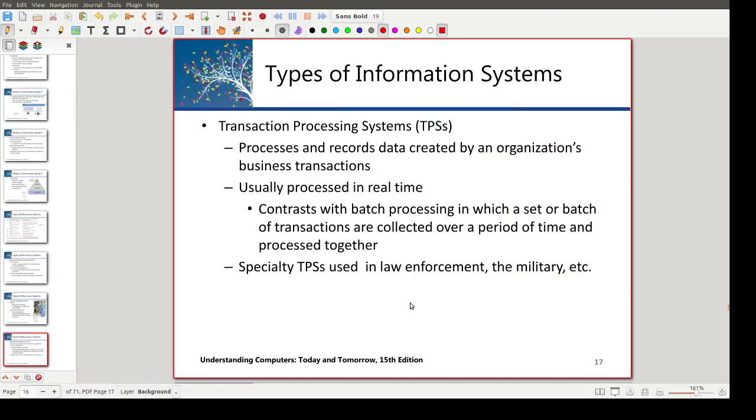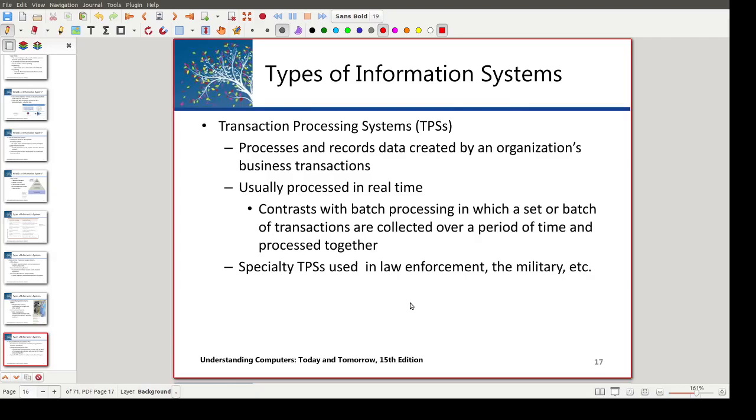The second type of information systems is the transaction processing systems. It processes and records data created by organizations' business transactions. It is usually processed in real time. Okay, so let us now contrast: what is real time, and what is the term that is against real time? Real time makes your processing instantaneous. You do this transaction and you process it right now.